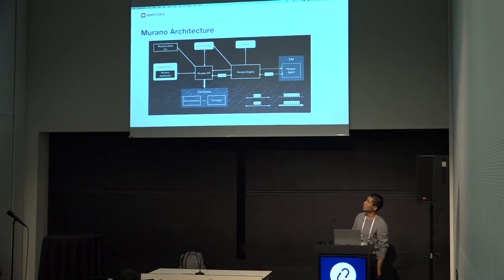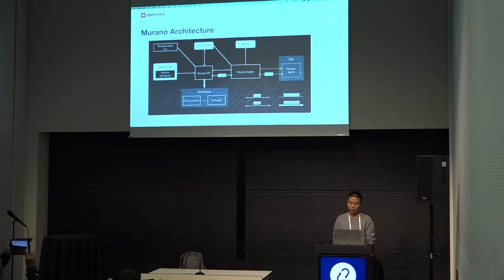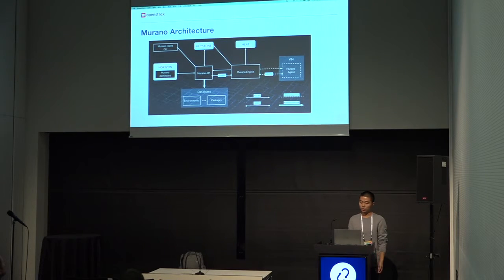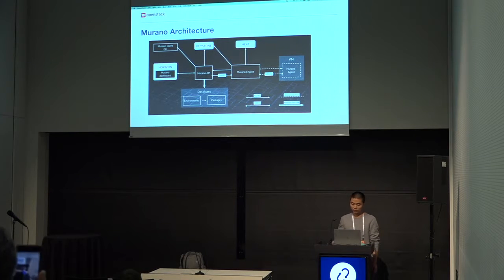And this is about the Murano architecture. Like most of the OpenStack projects, it has some components like Murano UI, Murano client, the Murano API, engine, and the Murano agent. They interact with Keystone for authentication and use Heat to orchestrate the services.